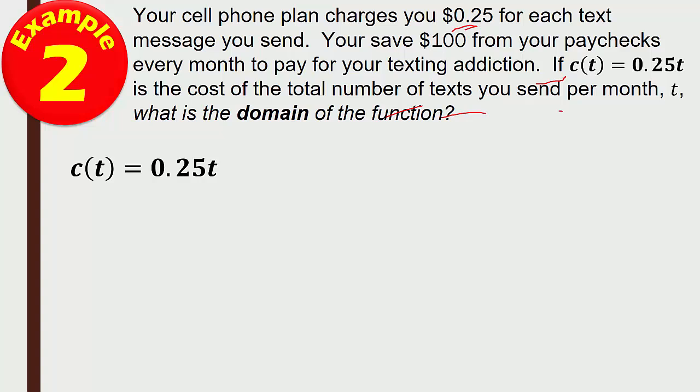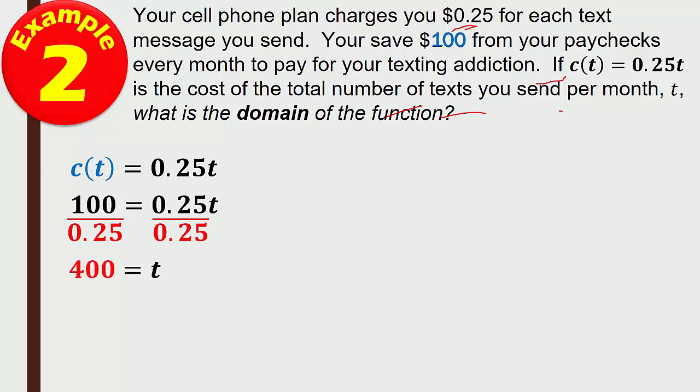So we've got the function right here, C of t equals 0.25 t. What we're going to do is replace C of t, because that's the total cost that we can spend. So this right here matches up with the 100 up here. We replace that, divide both sides by 0.25, and you get t equals 400.